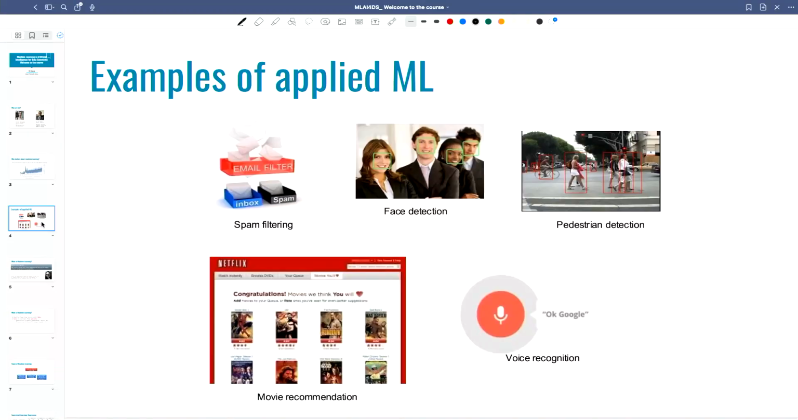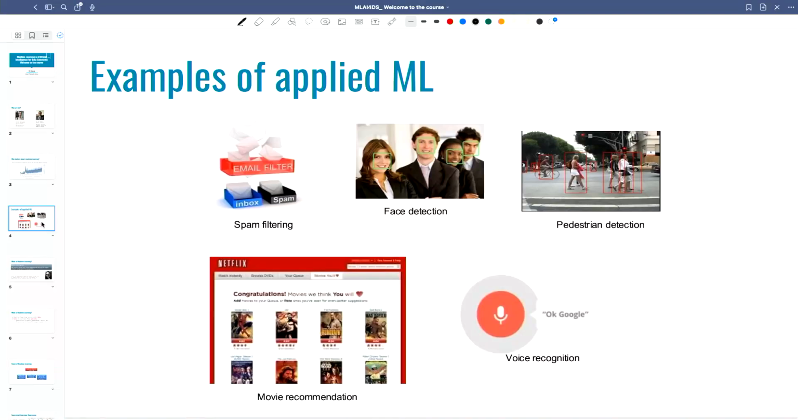Face detection. Wherever you have security concerns, face detection is a good way of authenticating people who are allowed, for example, to enter somewhere, a really important, secure place.